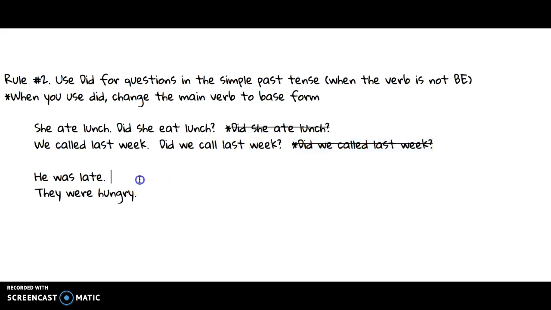And the other thing we have to look out for one more time is when our simple past tense is a be verb. Sometimes we use be in past tense. In that case, we will not use did. We'll go back to that first rule one more time, and we'll say, was he late? We always use inversion for be verbs. Always, always, always. They were hungry, again, past tense be, we'll say, were they hungry?